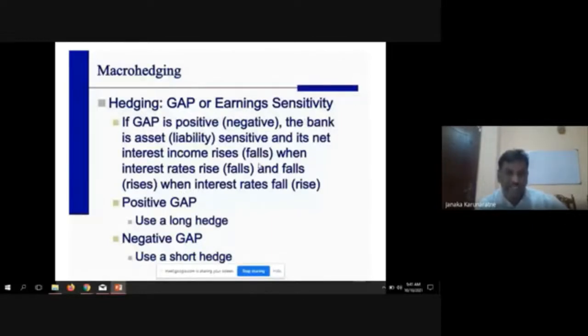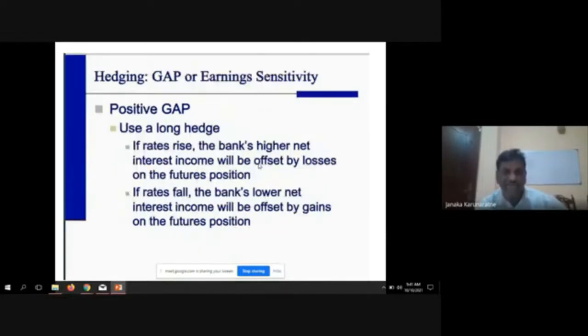Okay, so as risk managers, you have to identify what is going to happen if this happens, and what is the probability. Then you have to take appropriate measures. So if you have a positive gap, use a long hedge. If the interest rate falls, the bank's lower net interest income will be offset by the gains on the futures position, because the impact is arising from the fall in interest rate. Okay, so you go for a long hedge.